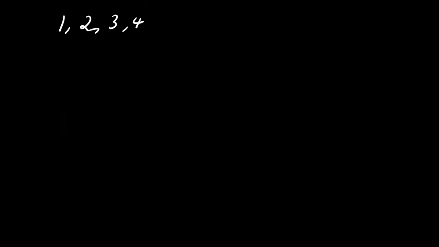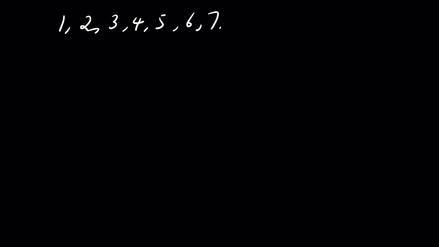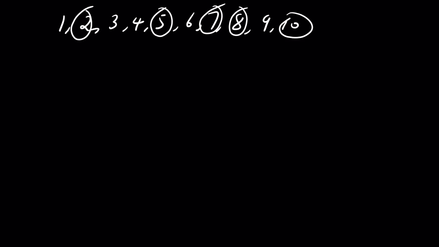We start with integers 1, 2, 3, 4, 5, 6, 7, 8, 9, 10. Let's play a game. Choose 5 integers from 1 to 10. For example, 2, 5, 7, 8, and 10. After these 5 numbers have been chosen, I'll write them in increasing order. For the rest of the numbers 1, 3, 4, 6, 9, I'll write them in decreasing order. So 9, 6, 4, 3, 1.